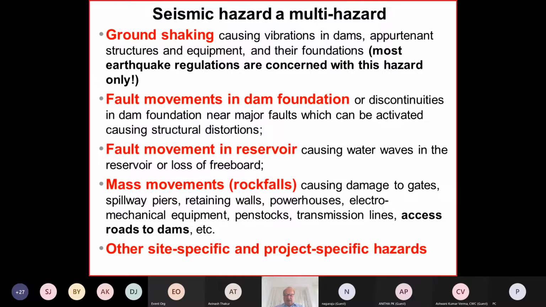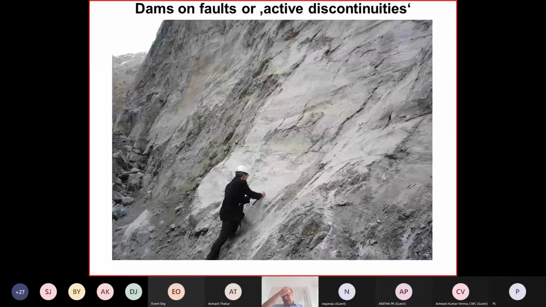And there are some other hazards, site-specific, project-specific. I would say liquefaction is, for example, site-specific or project-specific, depending on the type of dams, or we may have some foundation movements and so on. Dams on faults, I've mentioned already. This is in Iran. We have plenty of faults. We have plenty of tectonic movements, like in the Himalayas, the Zagros Mountains, just showing this continuity.